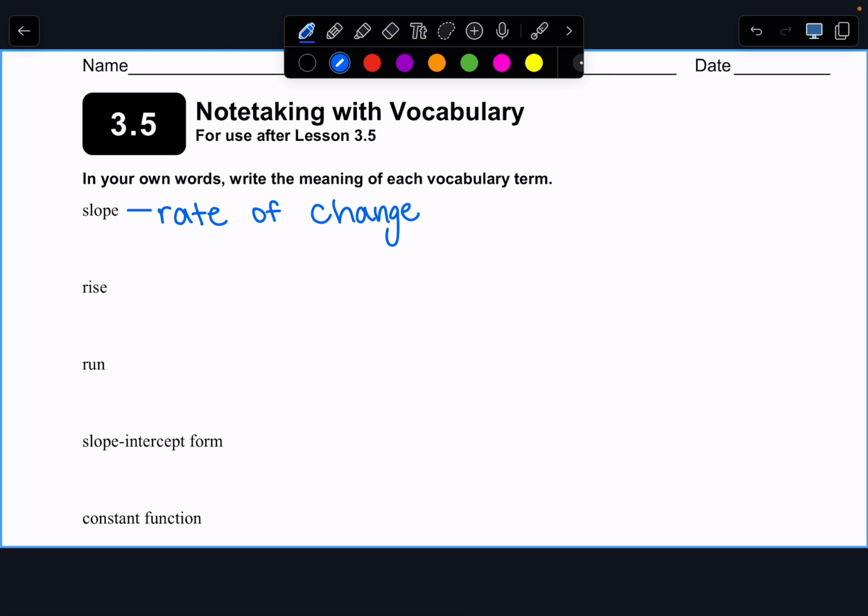Okay. Slope is our rate of change. This is 81. Slope is our rate of change.